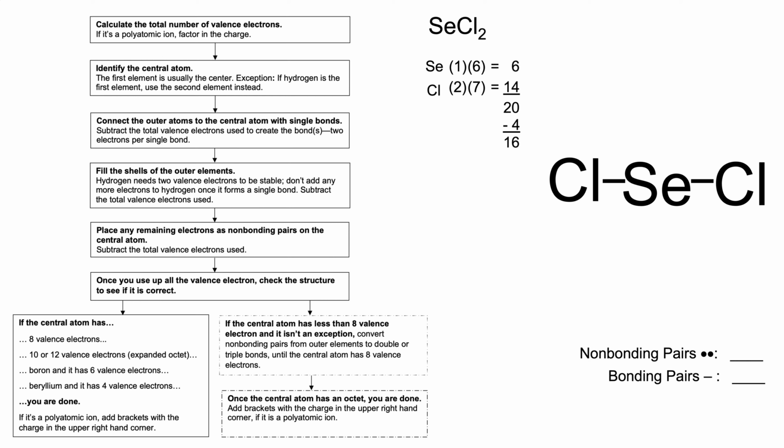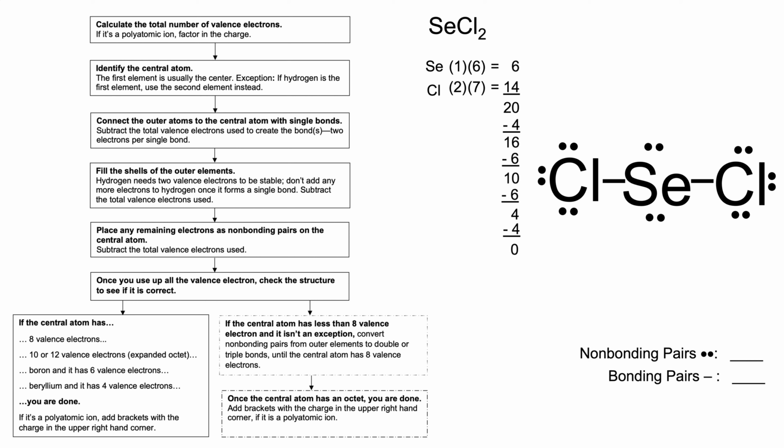Now I'm going to fill the shells of the outer elements. As I'm adding electrons into the structure, I'm making sure to subtract from the inventory. So I fill that first chlorine, I now have 10 electrons left over. I fill that second one, and now I have 4 left over. So I'm going to place those 4 remaining electrons on the central atom as 2 non-bonding pairs. Now I've used up all of my electrons.